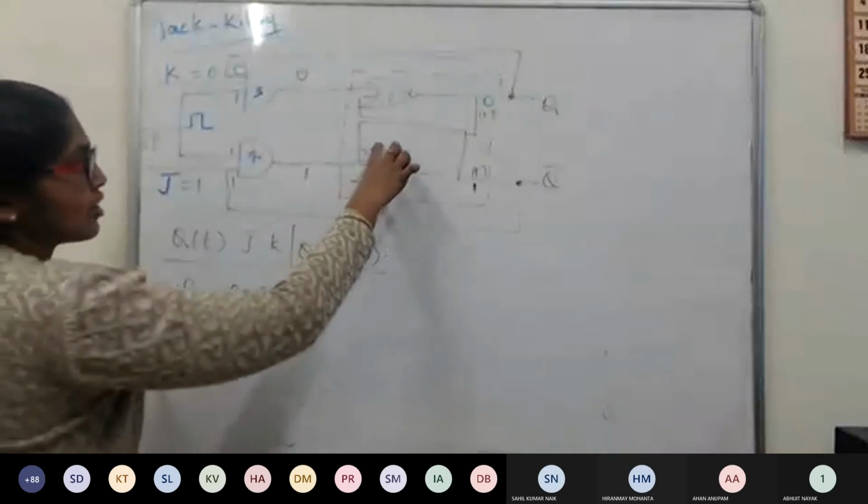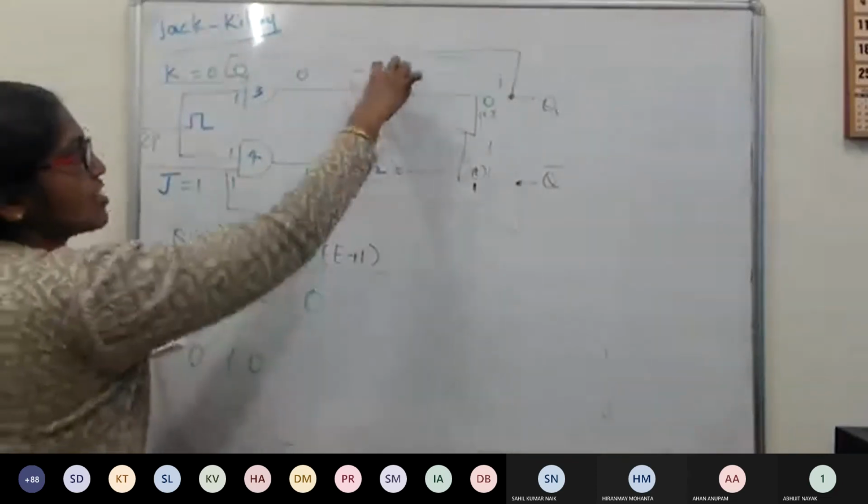Now, this NOR is receiving 1. This particular NOR 1 is receiving 0. Is that correct? Is that correct or not? Yes, ma'am. Right? So who will react first? Who will react?